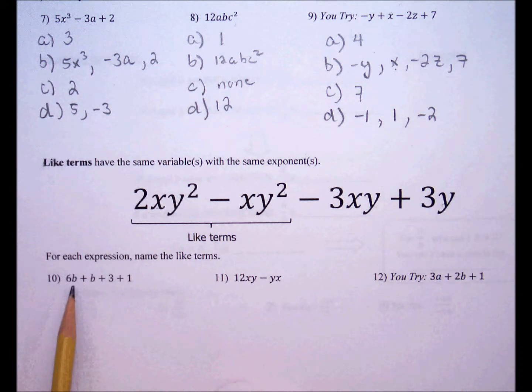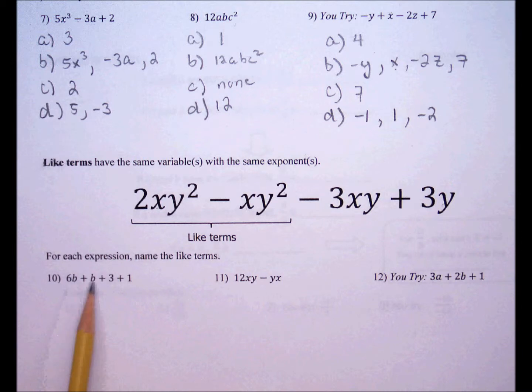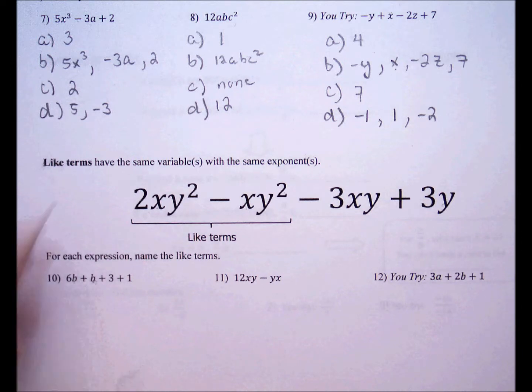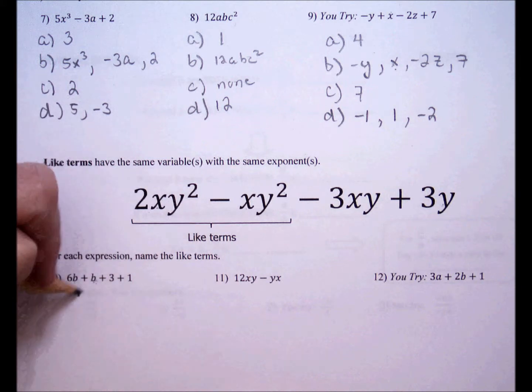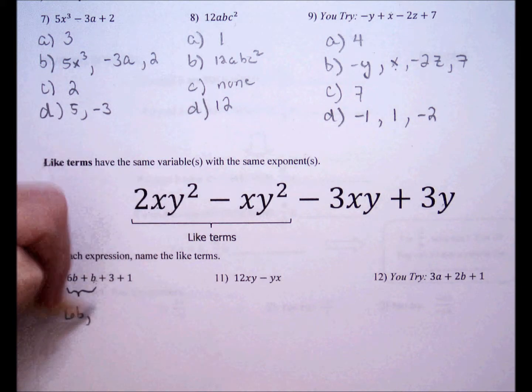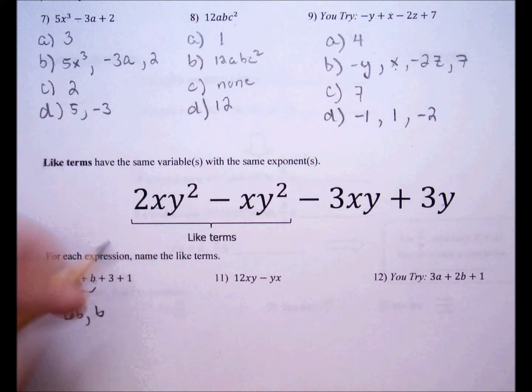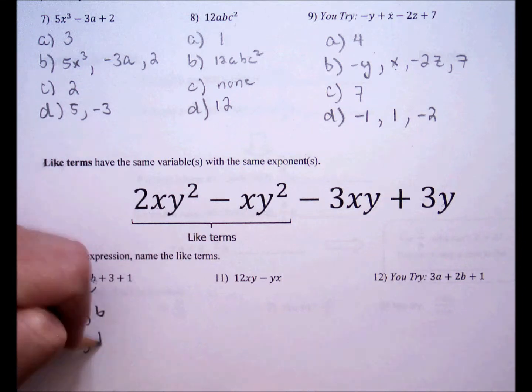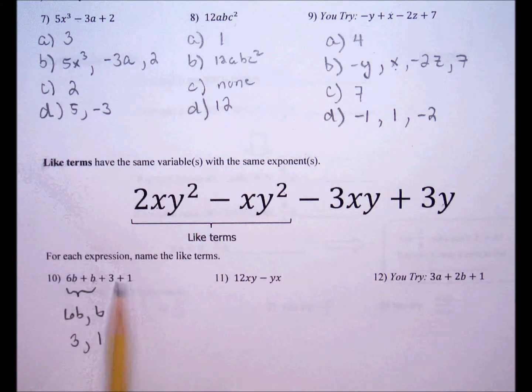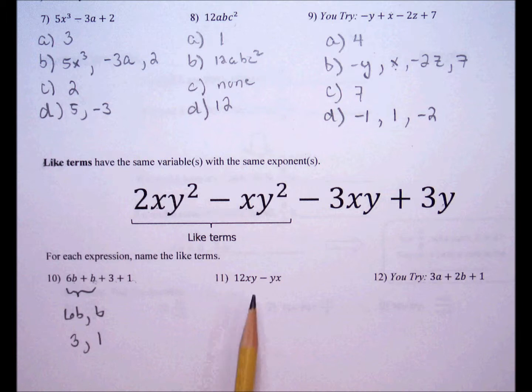Now, is this a like term with those? No, because the y isn't squared in this one. And this one doesn't have an x, so it's not a like term. So let's take a look down here. Okay, so the ones with like terms, they have to have the same variable, so these do, with the same exponent. Well, these have an exponent of 1, we just don't write it. So these are like terms, 6b and b.